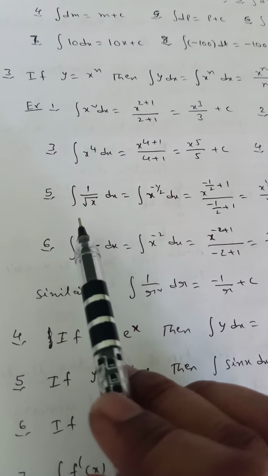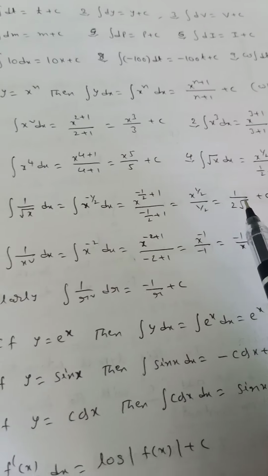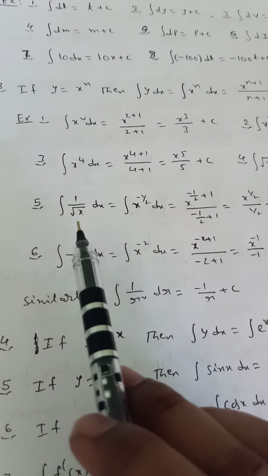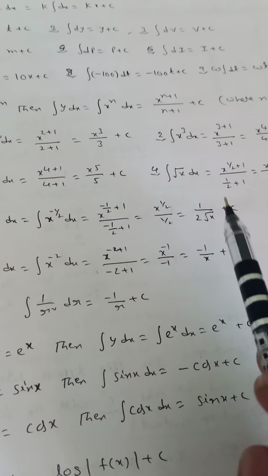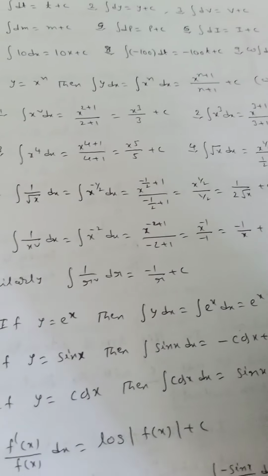And also integral 1 by root x, that means x power minus 1 by 2, which gives 2 root x. 1 by root x integration, 2 root x. Root x integration, 2 by 3, x power 3 by 2. These are the important models.